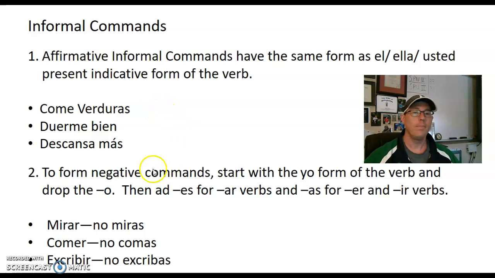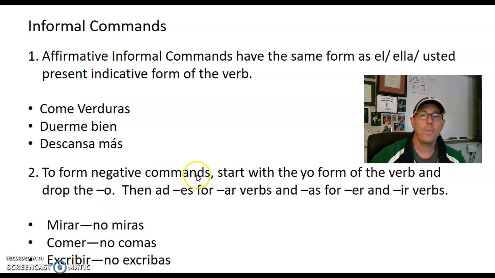Okay, another one. To form negative commands, you're going to start with the yo form of the verb, and then you're going to drop whatever that ending. It's usually like, if it were mirar, it'd be miro. If it were comer, it'd be como. If it was escribir, it'd be escribo. And then, and this is where it gets a little bit weird, you'll add es for AR verbs and as for ER and IR verbs.